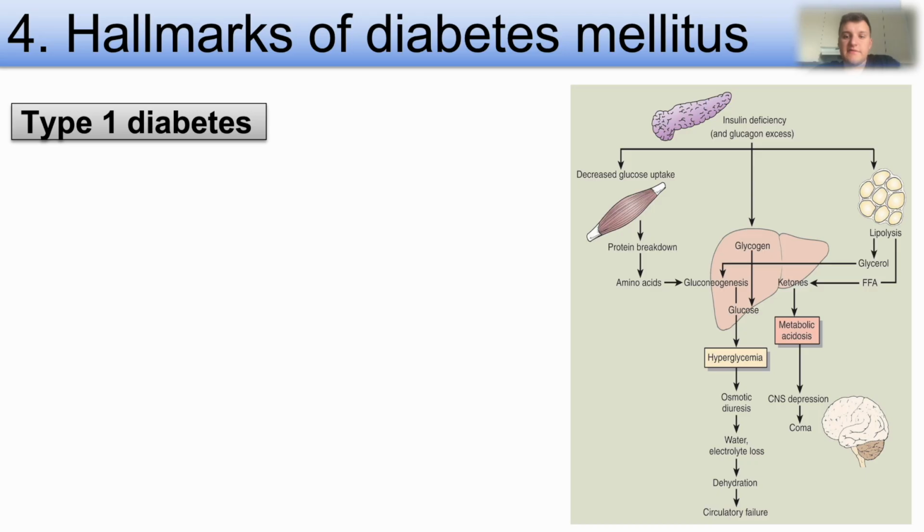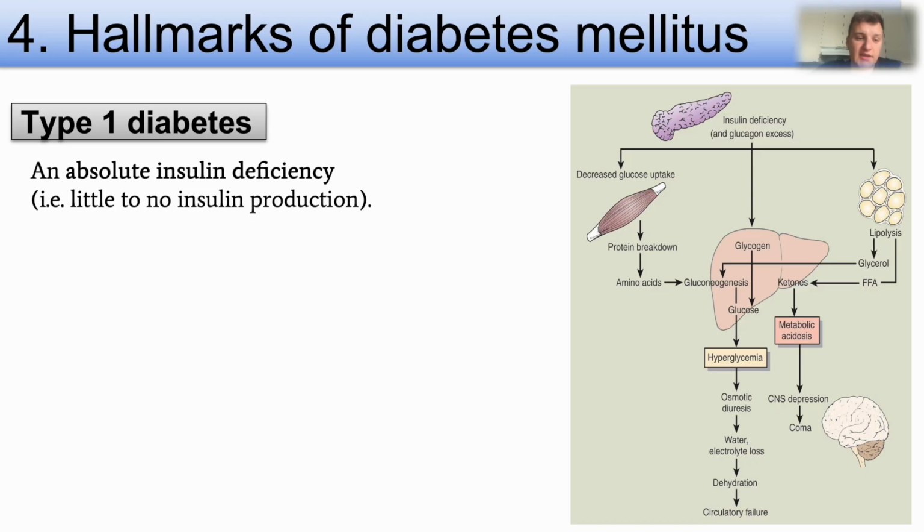So hallmarks of diabetes. Type 1 diabetes is an absolute insulin deficiency. You're not making any insulin.